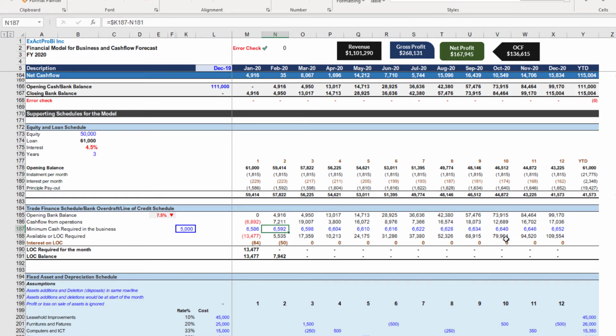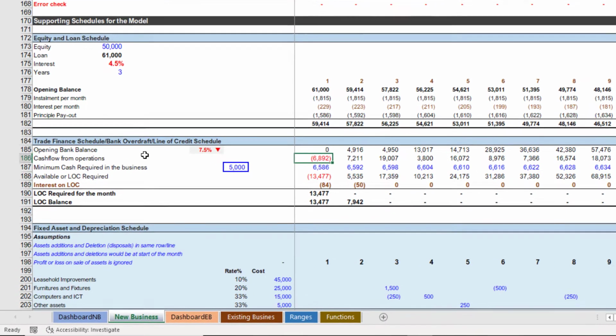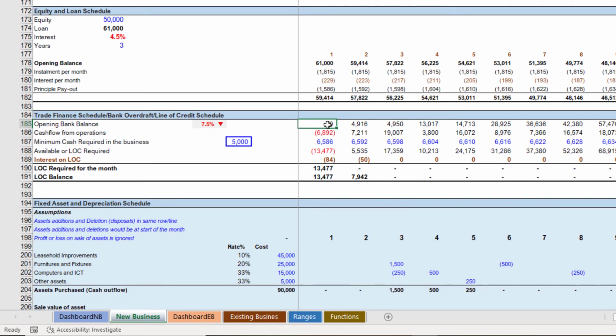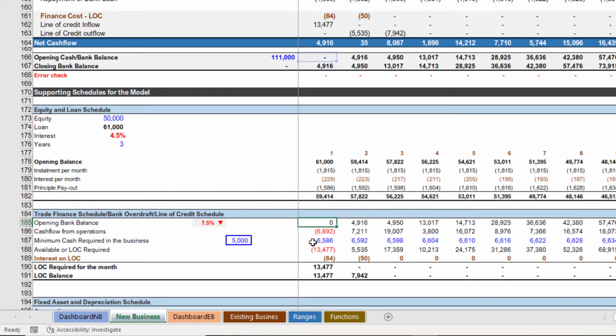I'll explain how it is working in a moment, but this amount you can change according to your business nature or environment. So if the business nature is something else, you need more cash or less cash, you can put this figure here. Now let's understand the trade finance schedule. So here in the trade finance schedule, we have the opening balance. So this is our opening balance of cash. At the start of the year, we had 0 opening cash because we already invested in the fixed assets and also in the inventory.